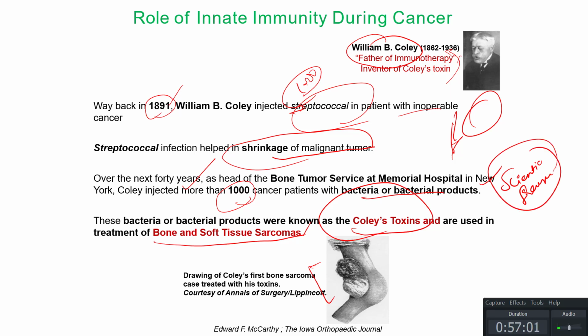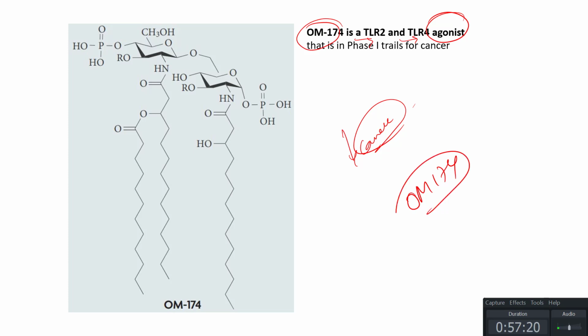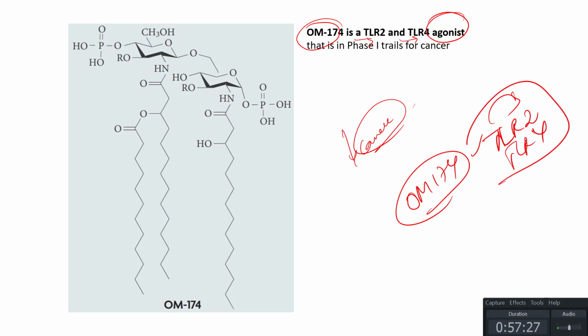Then people found out that there are certain active molecules, such as OM174, which activates TLR2 and is also a TLR4 agonist. So that will help as a cancer therapy. This OM174 is there in that bacterial product. When it activates the TLR2 and TLR4 pathway, it will remove many of the cells from that position in the body. Then it leads to the reduction in the cancer.